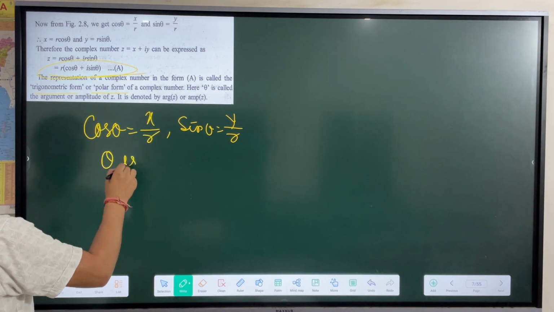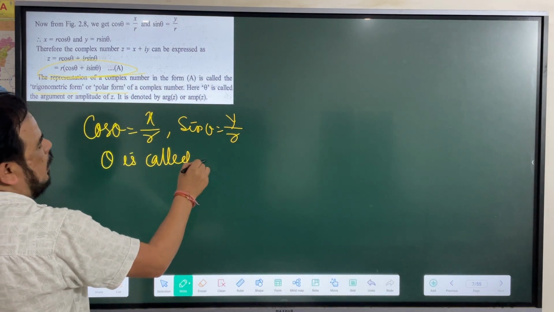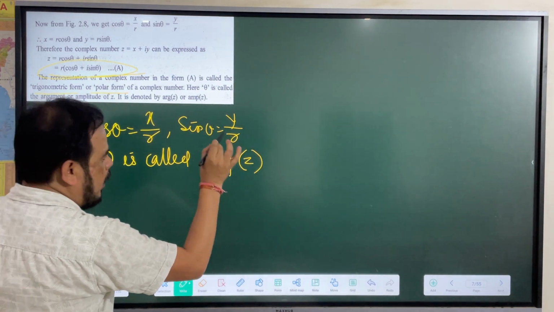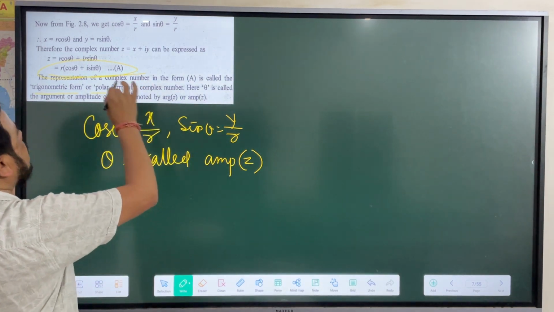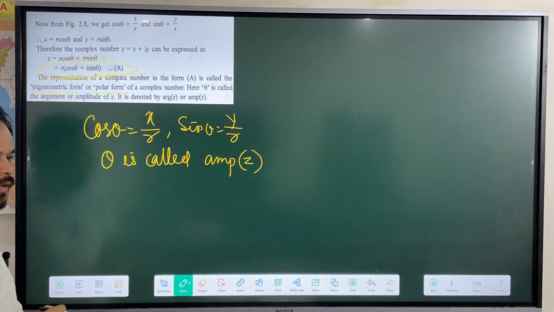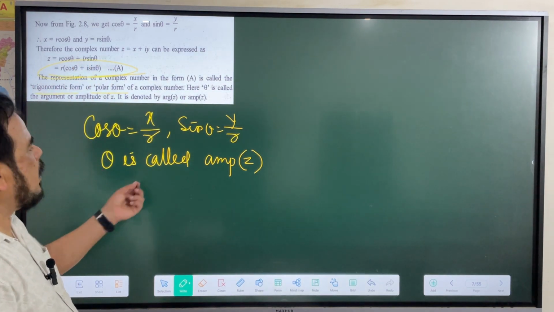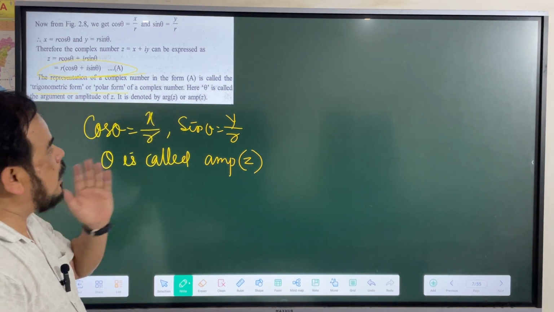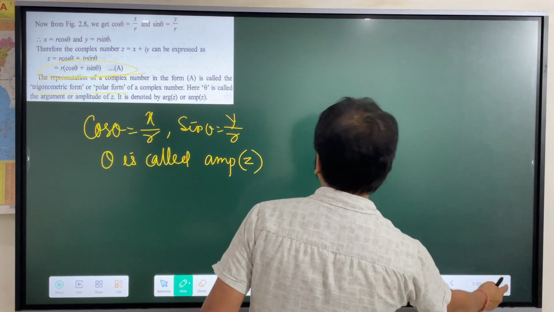Theta is called amplitude of z. Amplitude of the complex number. What is z? z is r into cos theta plus i sin theta. When you find out theta, it is called amplitude of z or argument of z. Anyone can be used. That you will use according to the question.